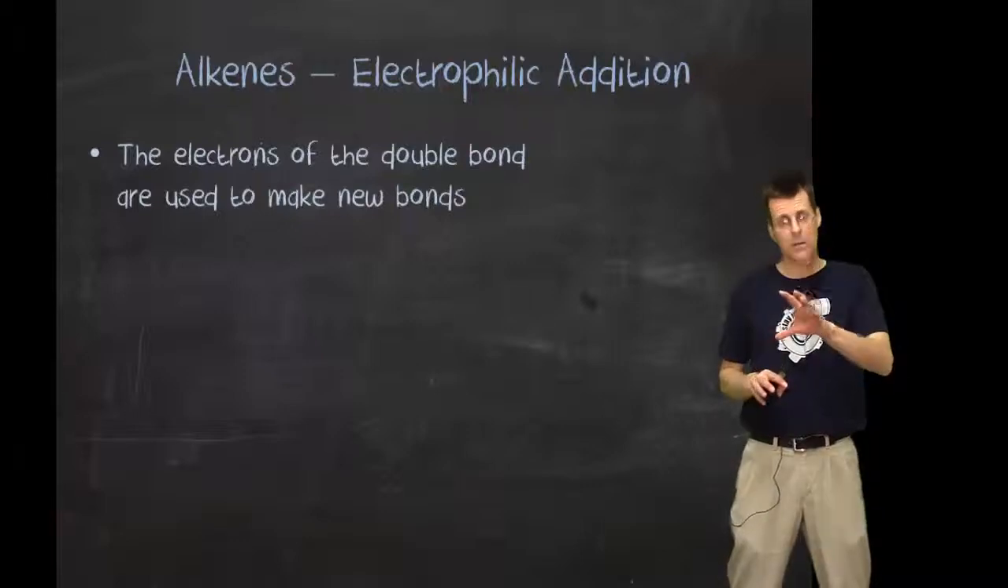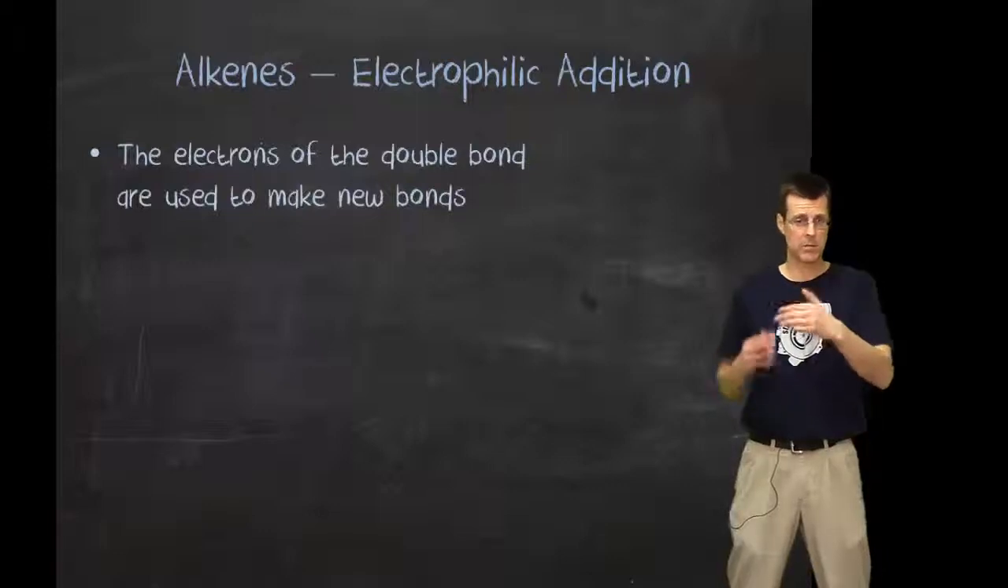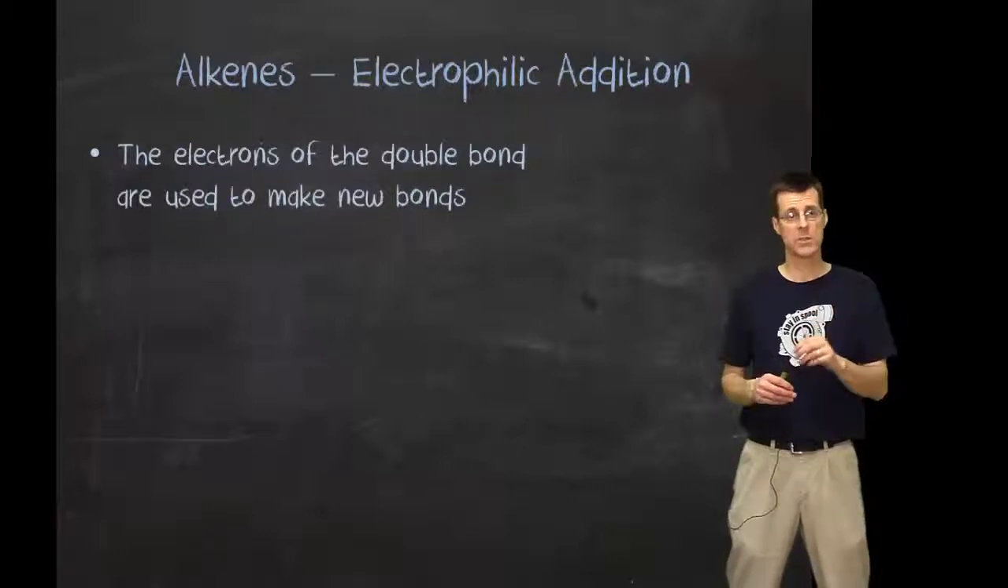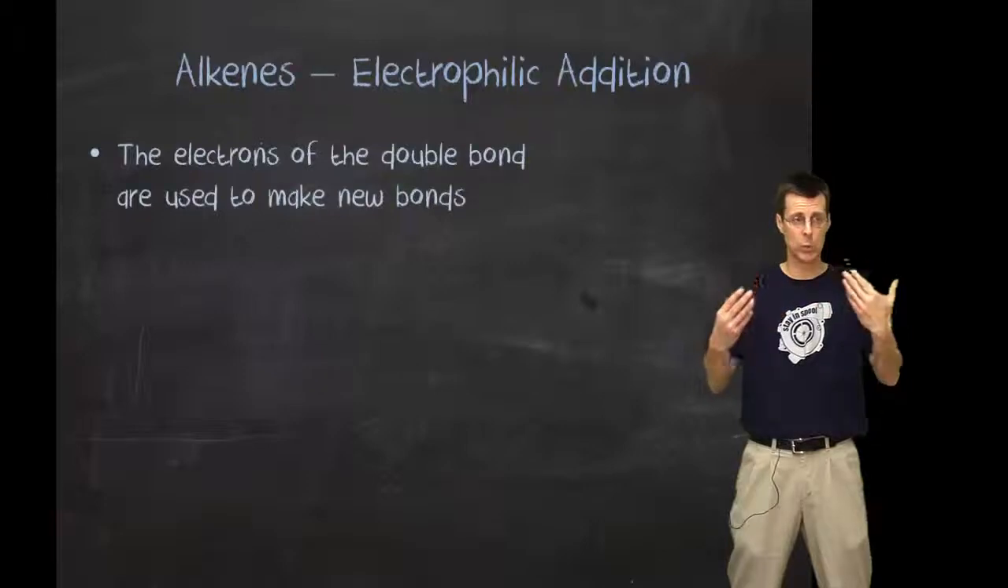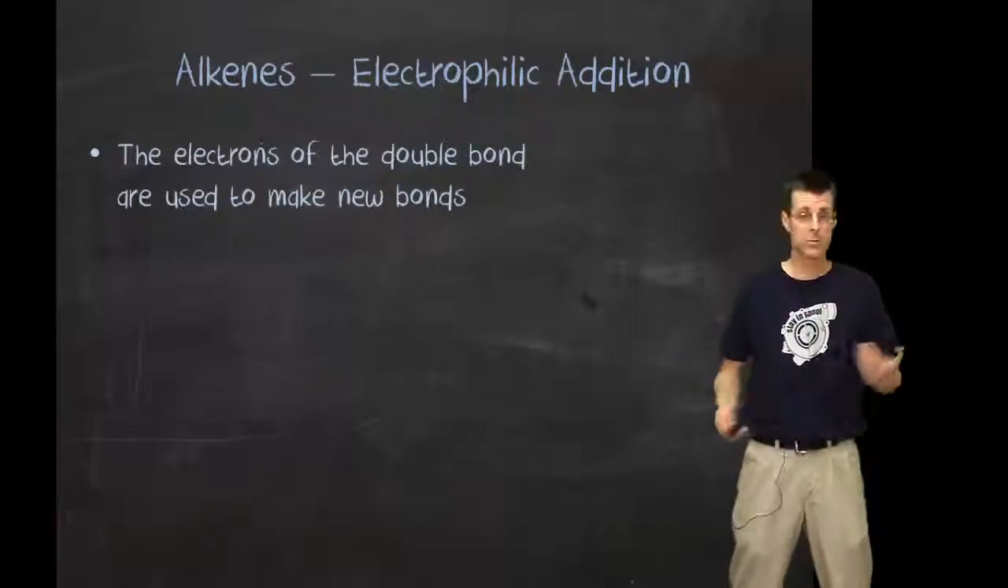I'm going to break two bonds. I'm going to break one bond on the alkene, so the double bond, one of the bonds goes, and I'm going to break the bond in the original, in the thing that's being added. So two bonds get broken, two bonds get formed.